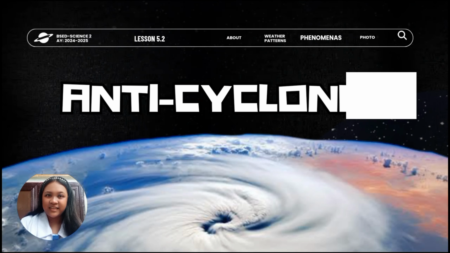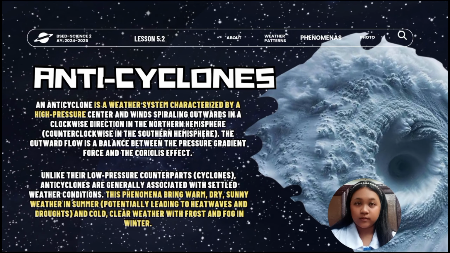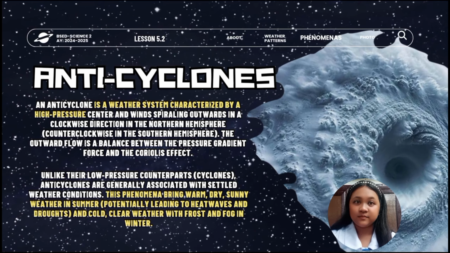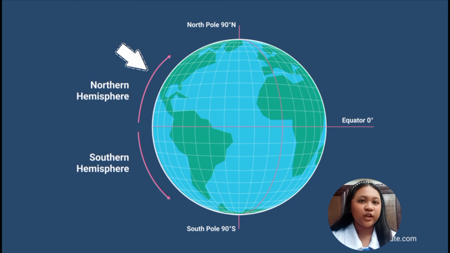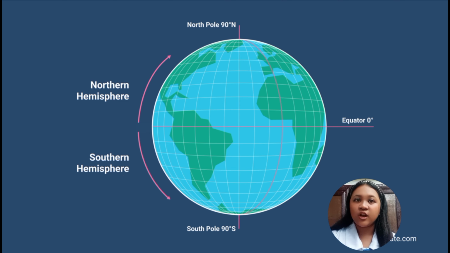But did you know there's an opposite system? Let's take a look at anticyclones. An anticyclone is the opposite of a cyclone. It is a high-pressure system with winds spiraling outwards. In the northern hemisphere, they rotate clockwise, while in the southern hemisphere, they rotate counterclockwise.